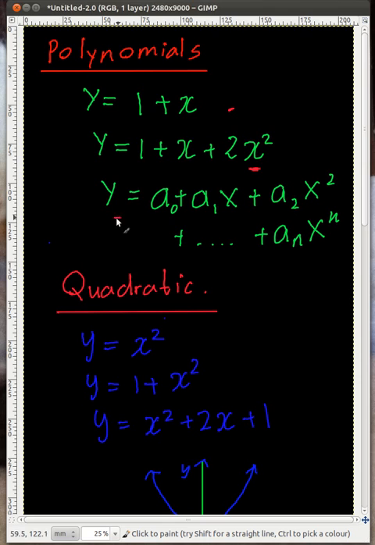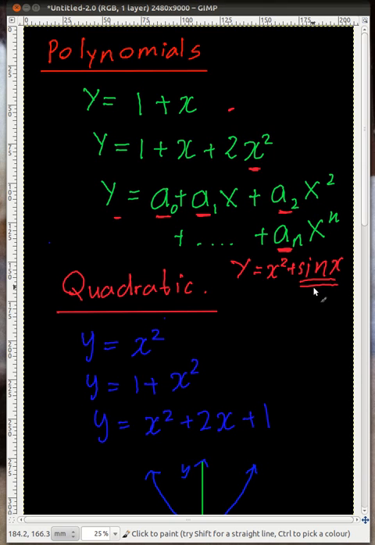So this is the general form of writing it: a0 plus a1x plus a2x squared and so on, where these a's are arbitrary numbers. Okay, so for example, something that isn't going to be a polynomial is y equals x squared plus sine x. This doesn't have only x to the power of terms, so basically this is not a polynomial. Okay, so I hope you get the general gist of what a polynomial is.